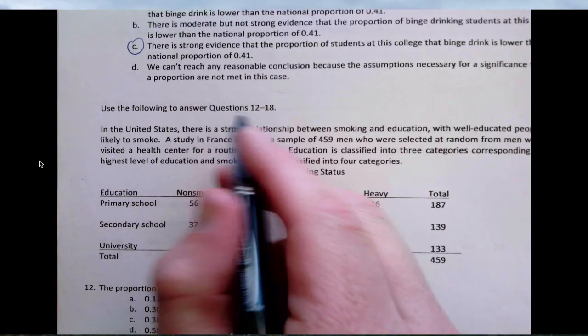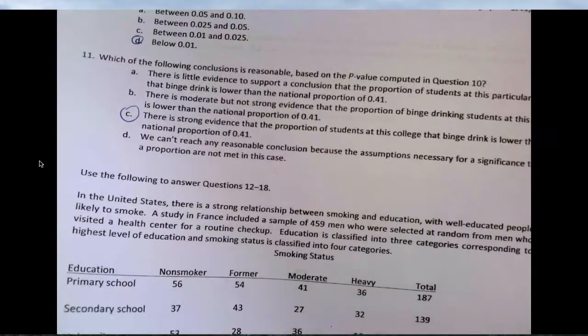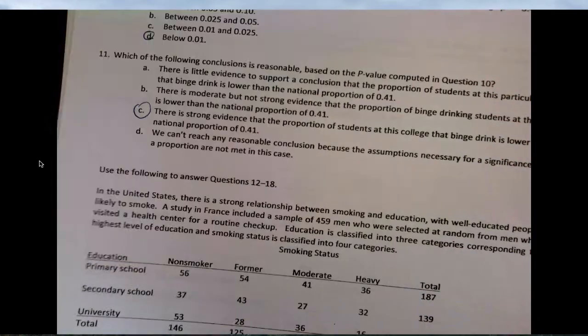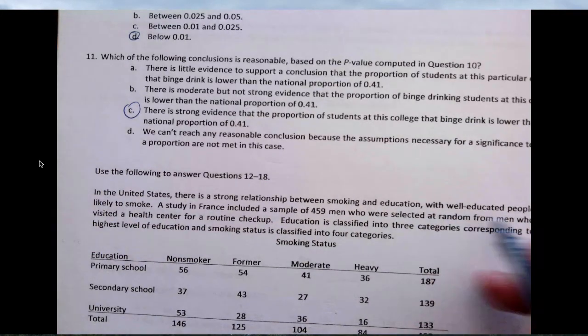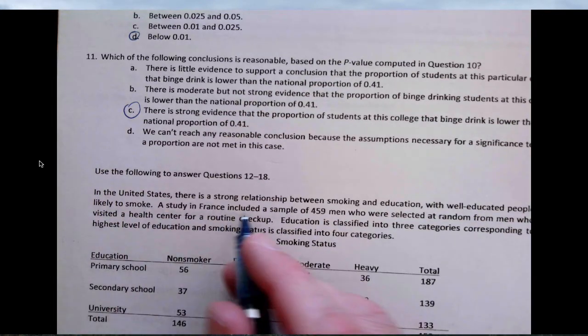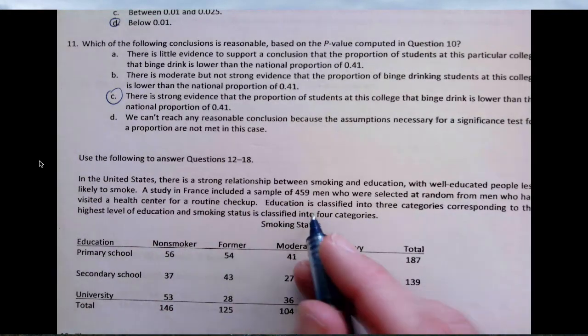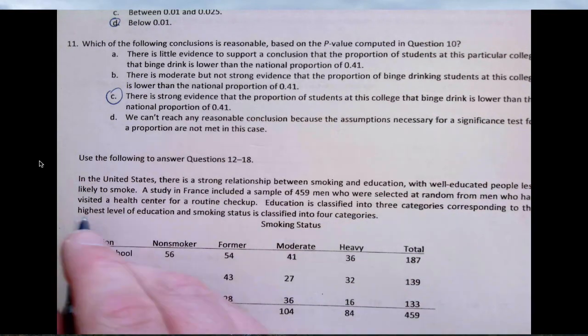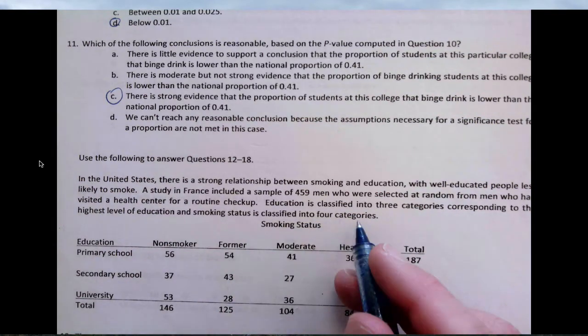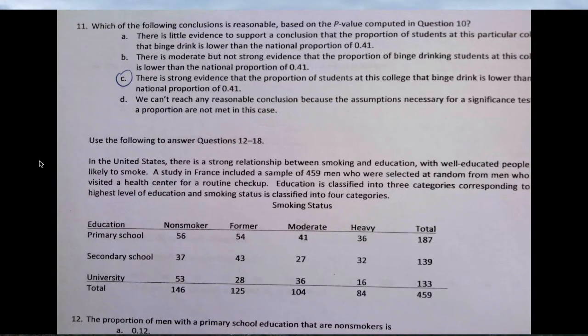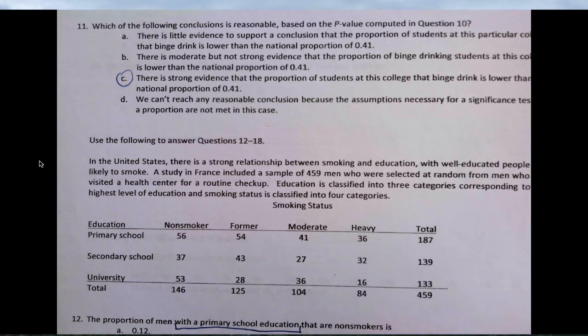Use the following to answer questions 12 to 18. In the United States, there's a strong relationship between smoking and education. Well-educated people are less likely to smoke. A study in France included a sample of 459 men who were selected at random from men who had visited a health center for a routine checkup. Education is classified into 3 categories corresponding to the highest level of education, and smoking status is classified into 4 categories. The proportion of men with a primary school education that are non-smokers.